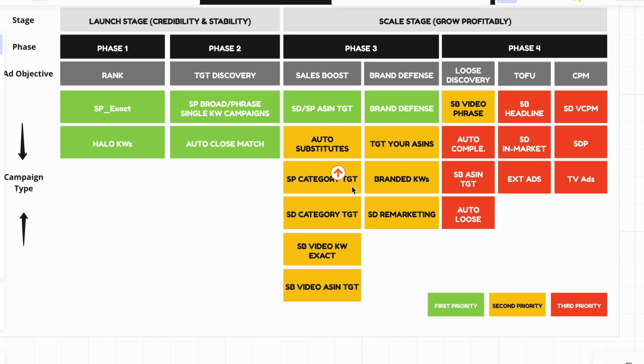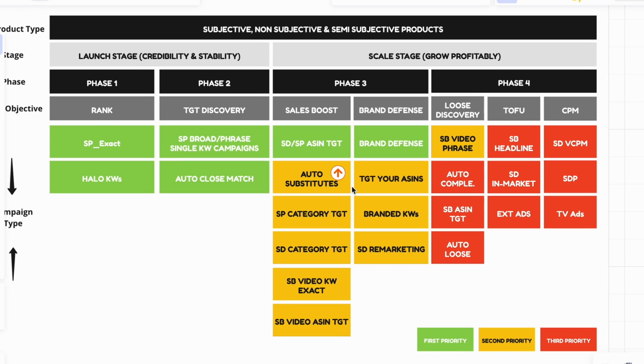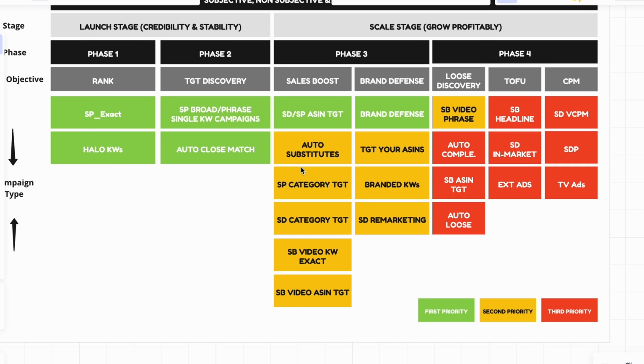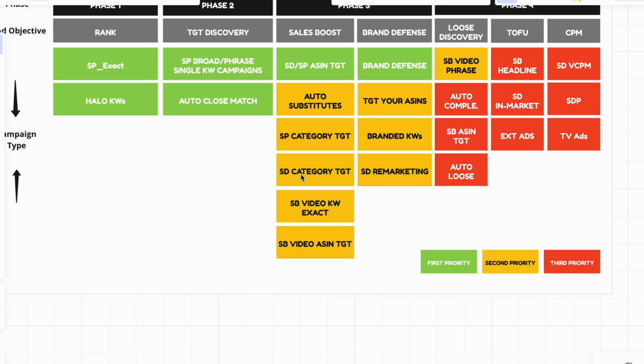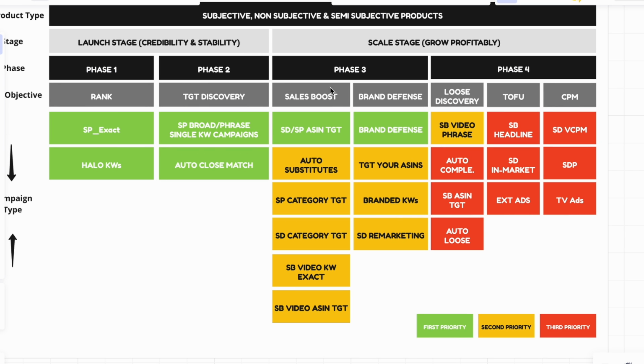At this stage, you're also going to initiate a couple more ads. Because you're profitable, you're also going to turn on auto substitute campaigns, or maybe do a little bit of category targeting. You're also going to initiate your sponsored brands video ads, and then you can also target your competitors with your videos. So you're going to do all this in your phase 3.